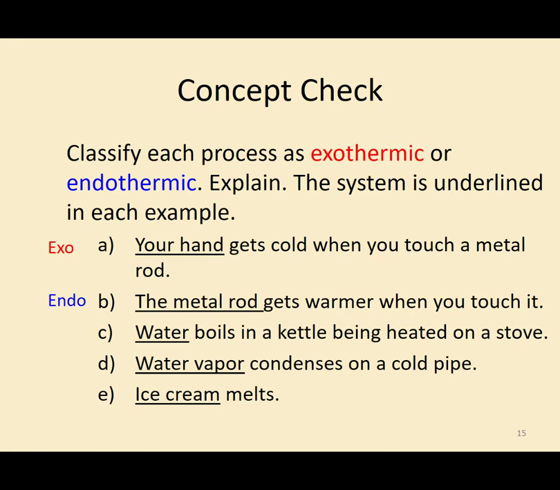Water boils in a kettle being heated on the stove, so the heat is going into the kettle, which is going into the water. So this would be an endothermic reaction. Water vapor condenses on a cold pipe. So the water vapor is losing heat and it's going from a gas to a liquid. And so because it's losing heat, that would be exothermic.